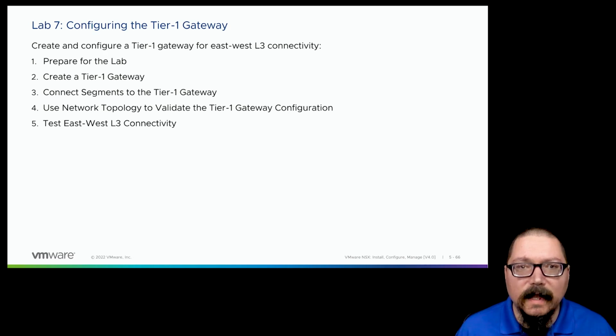And so here we're going to go into just a single lab. We're going to configure a tier 1 gateway. We're not going to get to a tier 0 gateway quite yet. That's going to come in the next couple of labs. We'll get there. Hang tight.